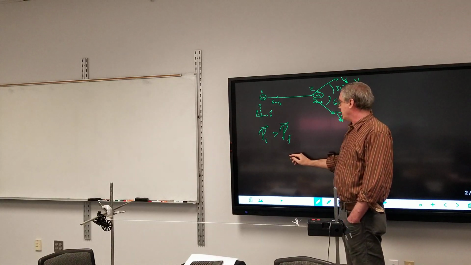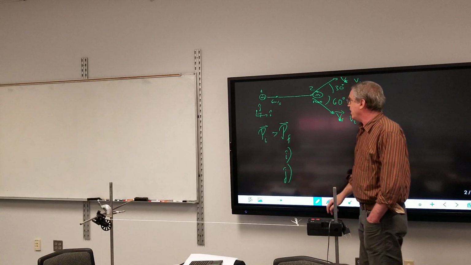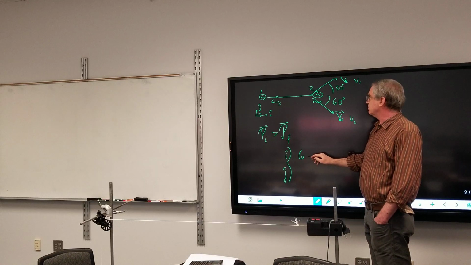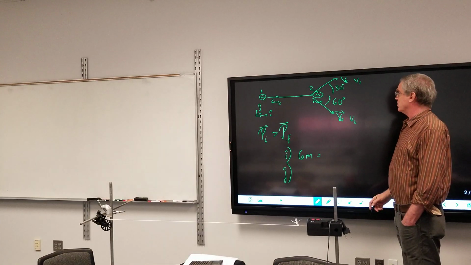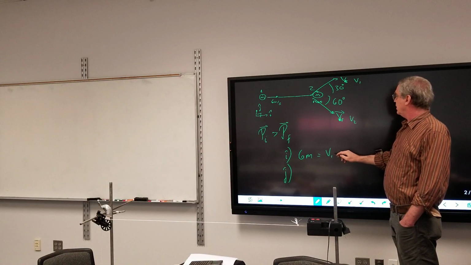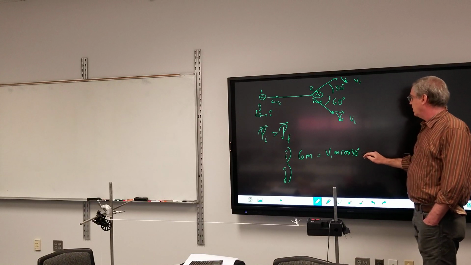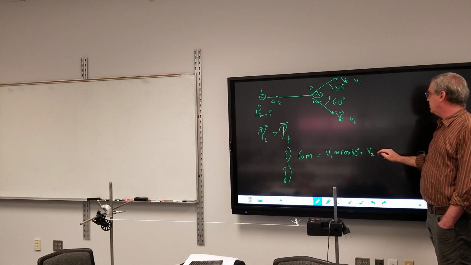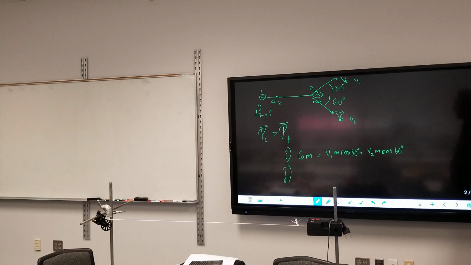Okay, so we start out with the I hat direction and the J hat direction. In the I hat direction, it is 6m before, and it's got to be equal to that afterwards. Well, I've got two different bits here. I got V1 m cosine 30 degrees plus V2 m cosine of 60 degrees. It's momentum before equals momentum afterwards horizontally.